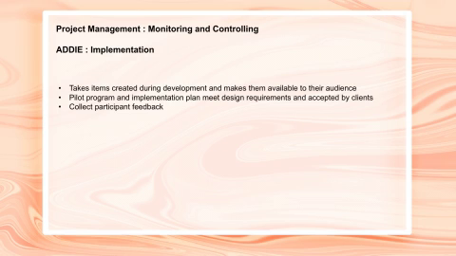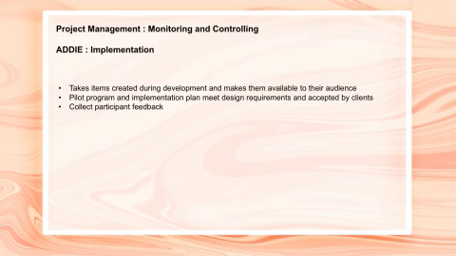And then the fourth phase is implementation. In PM, we call it monitoring and controlling. In this phase, it will take items created during development and make them available to their audience. And then the pilot program and implementation plan meet design requirements and are accepted by the client, and we collect the participant feedback.